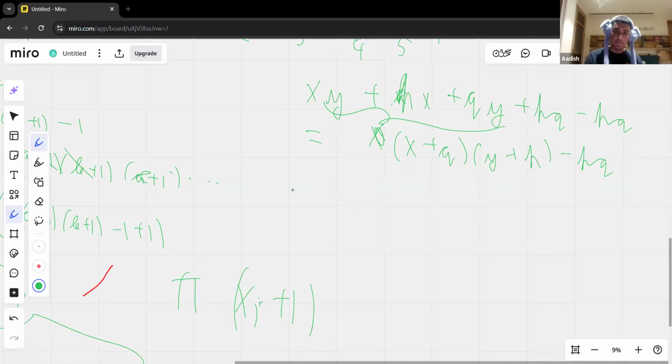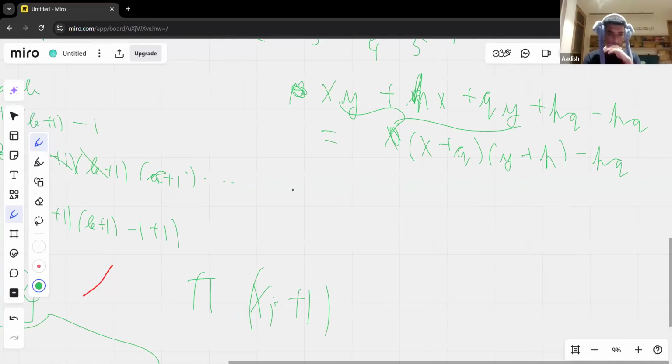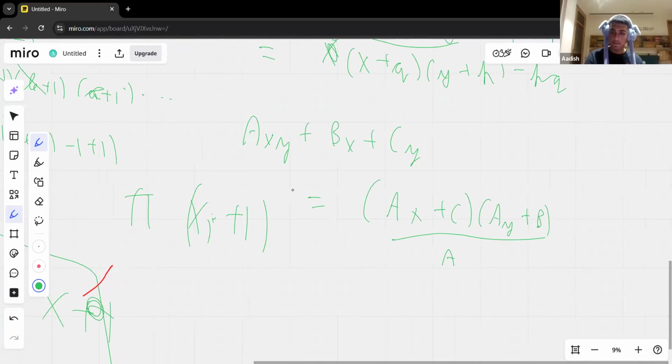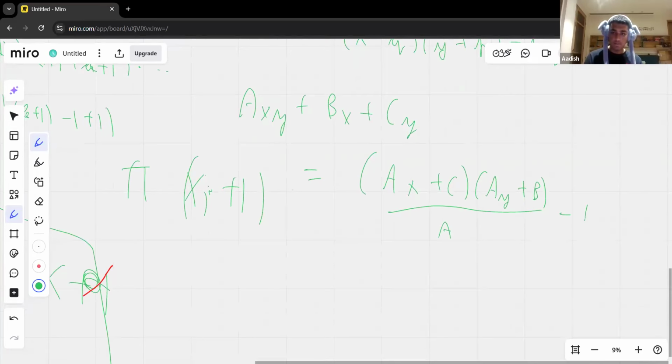And there's also a more general version of this. AXY plus BX plus CY equals AX plus C, AY plus B, divided by A. SFFT.